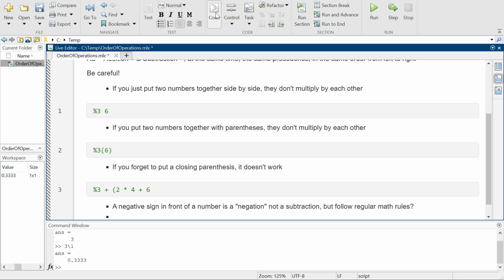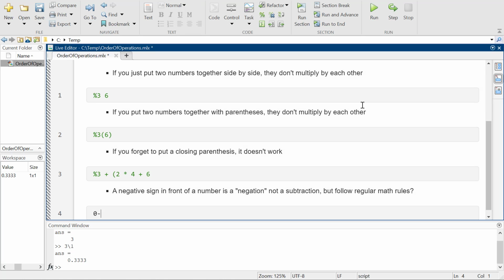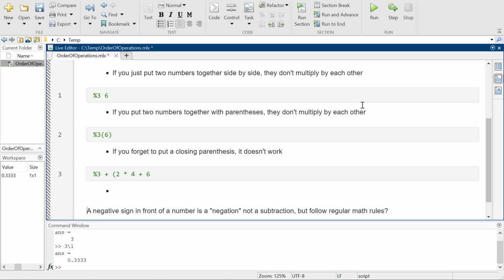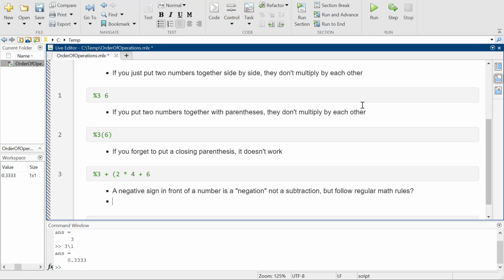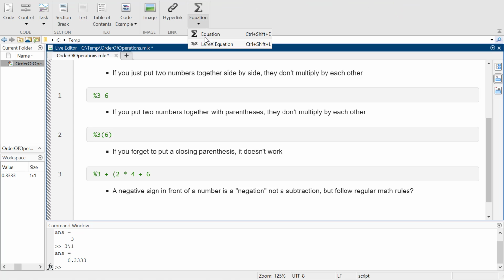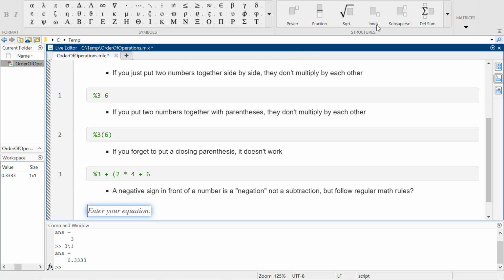So basically the idea is if you have negative 3 squared, well, in regular math, you can do these things in math, by the way. There's little things up here where you can insert an equation. You can insert 3 squared, right? So if you have negative 3 squared, in regular math, that's negative 9, right?